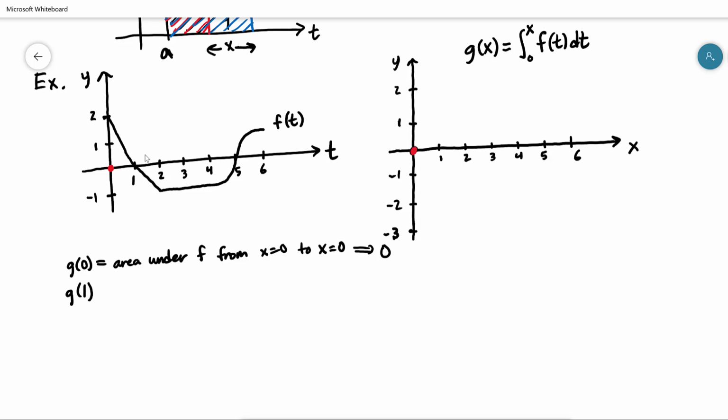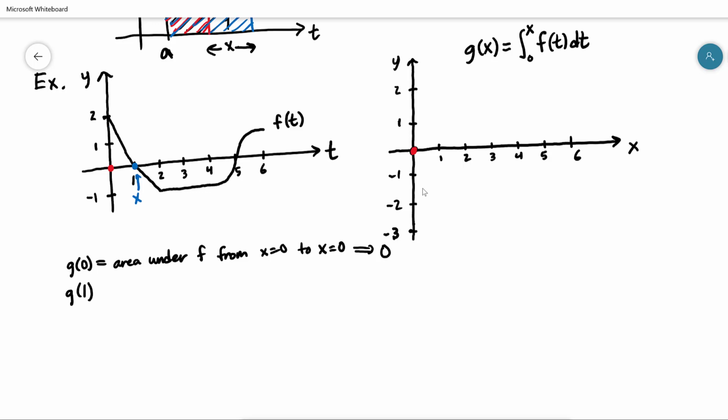G of 1, maybe I can do it in a different color here, is going to be where x is sitting at that point in blue. So I'm moving x to be sitting at the point 1. And so now I'm looking at the integral from 0 to 1. Up here, what I'm trying to find is the integral from 0 to 1 of f of t dt. I'm trying to find the area from this point to this point.